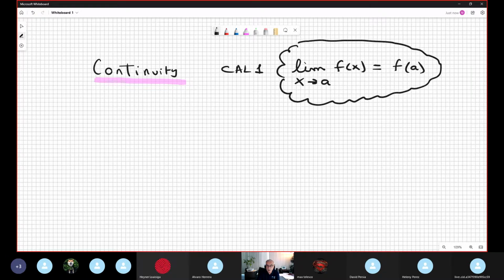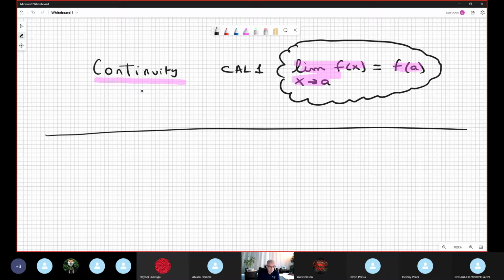So this equation involves three concepts. Concept number one, this limit exists. Concept number two, the function exists. And concept number three, both are equal. Okay? Similar idea in multivariable. Let's see an example so you understand more clearly. Suppose a piecewise function.